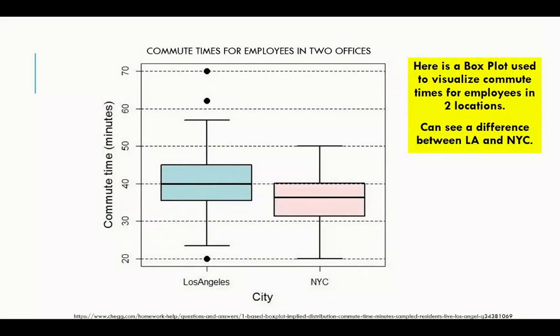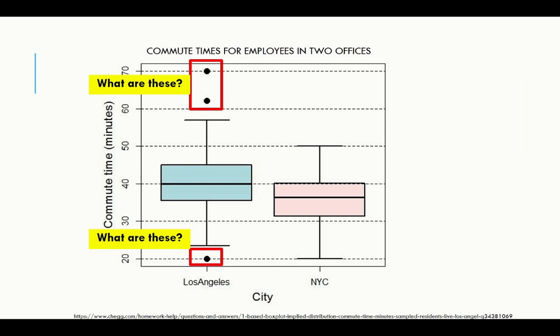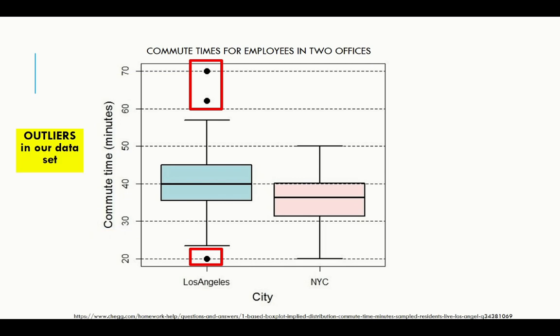Now here's a box plot that was used to visualize commute times for employees in two different locations, Los Angeles and New York City. So we've got our box plots. And I want to know what's going on here. What are these dots? I've got commute times, but these are outside of our whiskers. So what is happening? Well, turns out these are outliers in our data set.